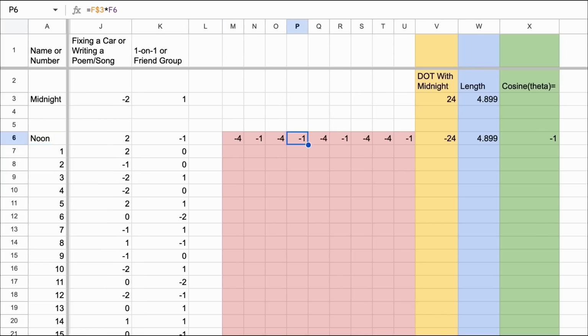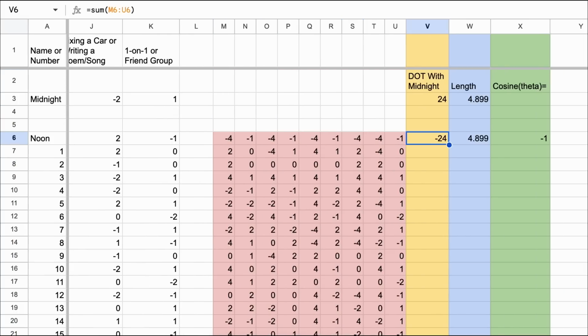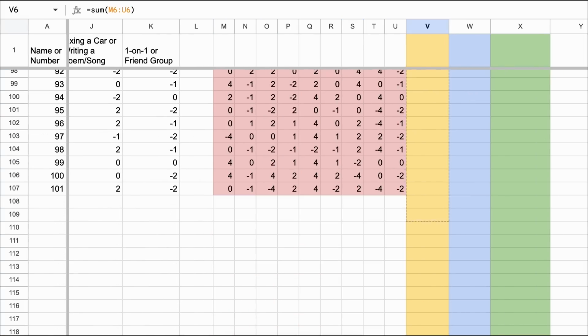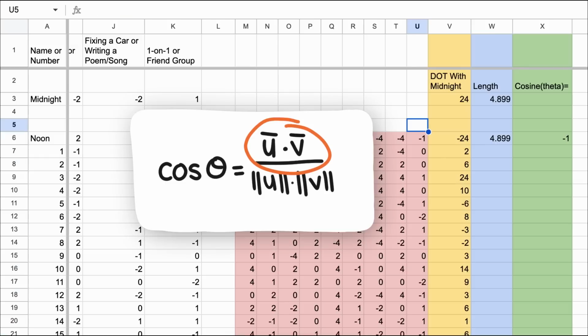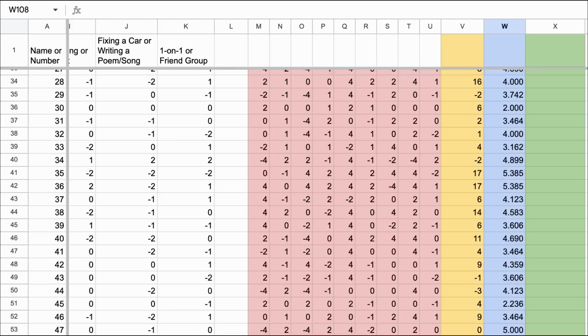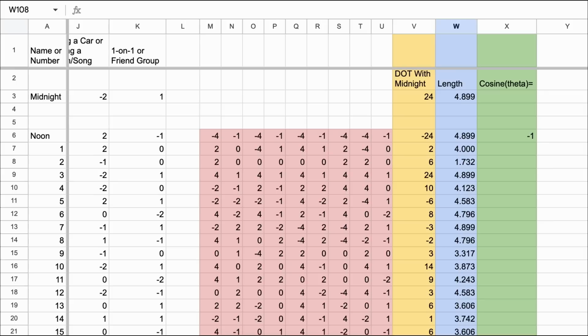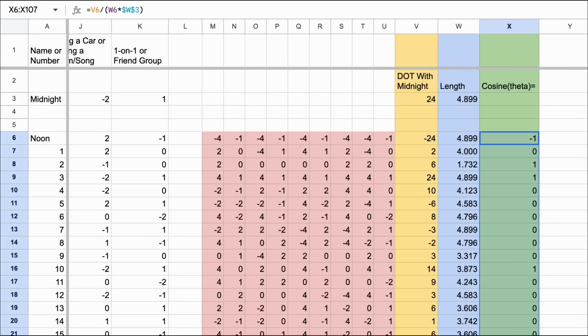Let's first calculate their individual products with midnight in the spreadsheet, and now let's sum them up. That will give us the dot product of each student with midnight, which is the top portion of our new cosine ranking formula. Now for the bottom portion, we need to calculate the length of each vector, the vector for midnight and the vector for each individual student. This is an easy one, because the length of a vector is just the square root of the dot product with itself. Now we can put this all together in this column to find the cosine of the angle measure between the vector for midnight compared to each of the other students below.